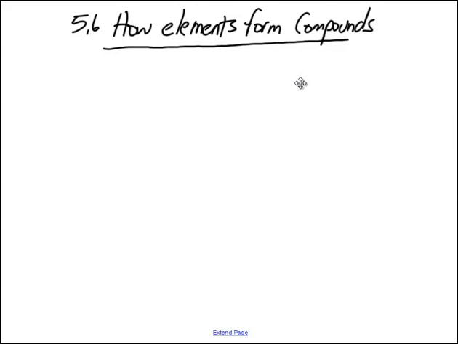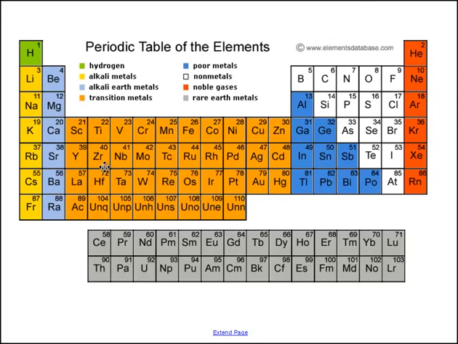In this tutorial, we will look at how ions are formed and how they make compounds. So to start, let's get a couple of examples of atoms from the periodic table. Maybe we'll take a look at calcium, which is number 20, and fluorine, which is number 9.